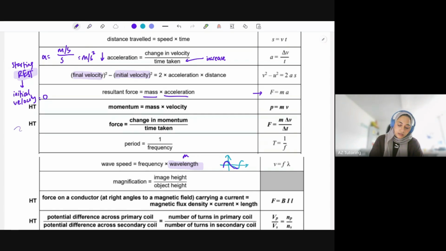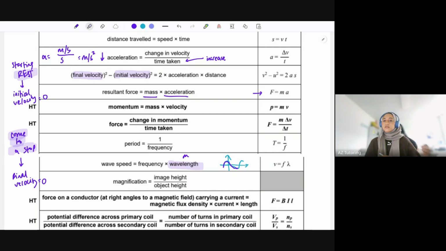If you come to a stop, so I don't know, a car's driving and then it stops at the end, that means the final velocity will equal 0. So just be aware of these two terms. You're coming to a stop or you're starting at rest. It means you will either put your initial velocity or final velocity at 0. They won't explicitly tell you in the question that it is 0.